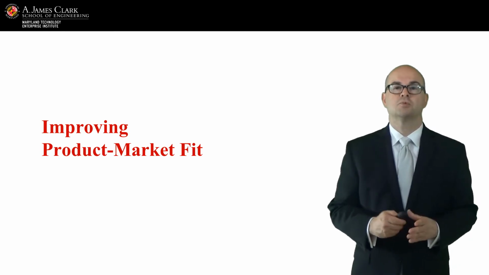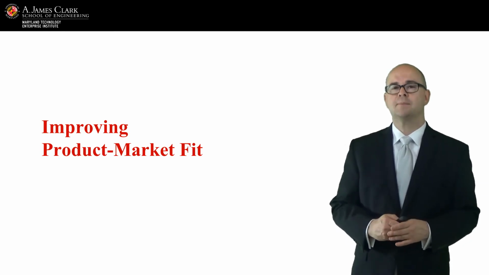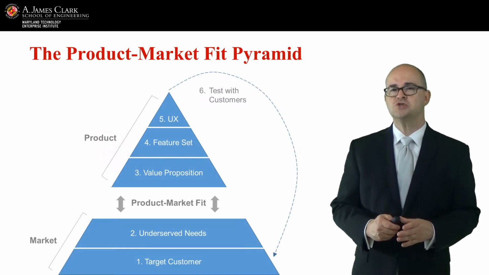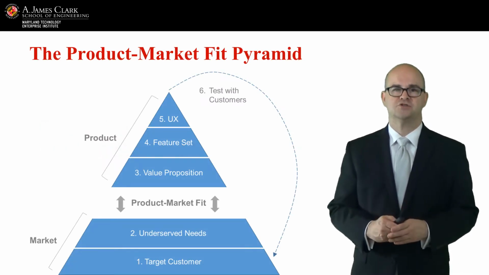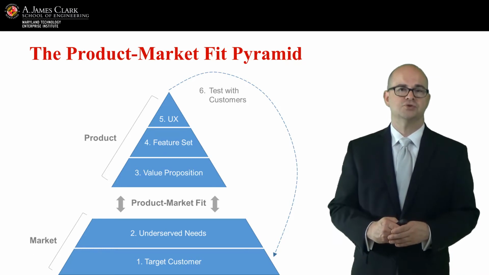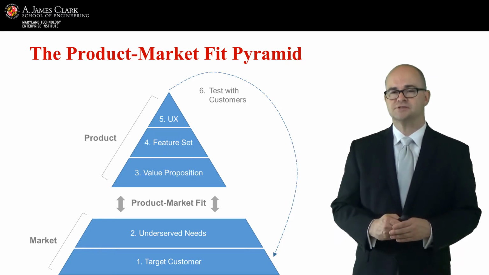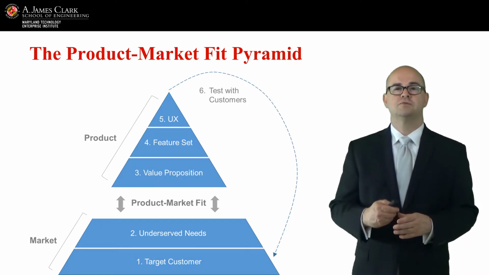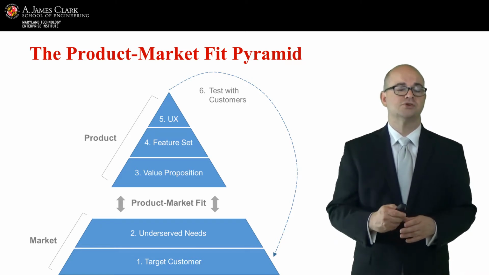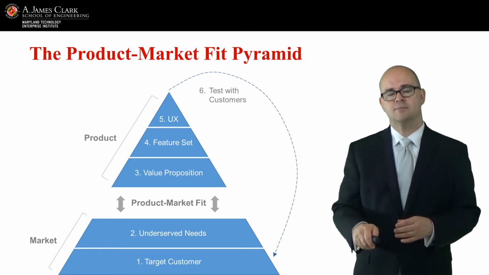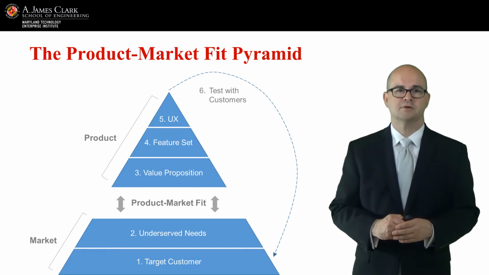So after you've tested your prototype with customers, you have the opportunity now to improve your product market fit. So you've worked your way through the whole pyramid of this stage. You've identified your target customer in part 1. You've examined their underserved needs in part 2. You've understood the value proposition in part 3. You've developed your feature set in part 4. You've created that prototype and the user experience in part 5. And then you've tested that all the way back around in part 6 with your target customer.